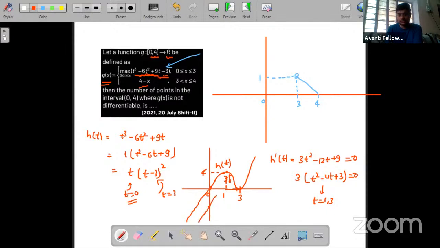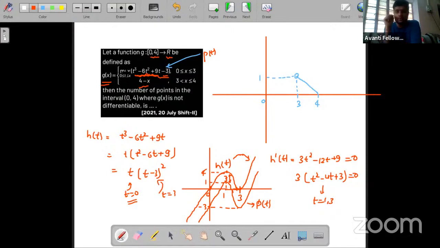So the graph will look something like this. See, again this is 0, the y value is 0, and again minus 3 will be there. So this will be somewhat like the graph. Clear? Let's say this graph is p of t. Okay, so this is the p of t graph. This is the h of t graph. Clear?